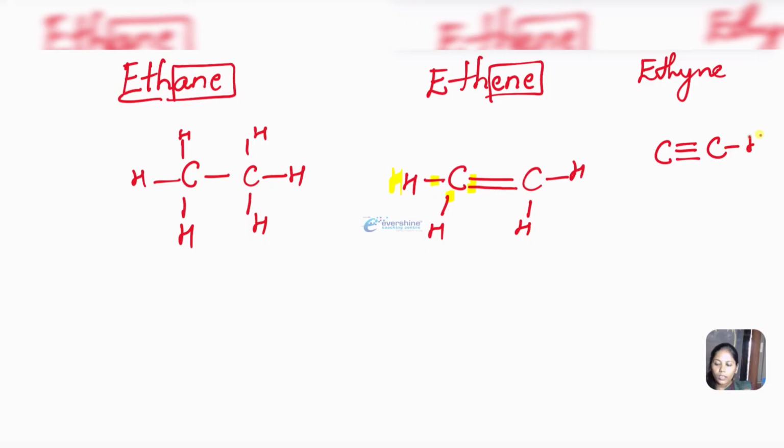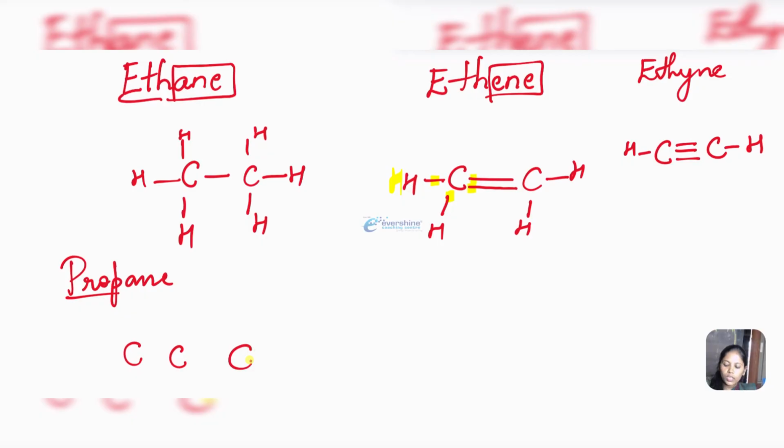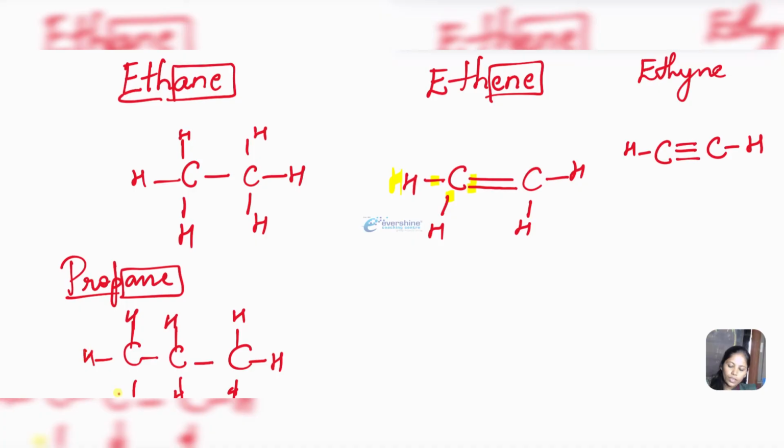Next, how to write the structure of propane? Prop means 3. 1, 2, 3. Ane means what? Single. Write all single bonds. For the remaining, what should you write? Hydrogen you should write.